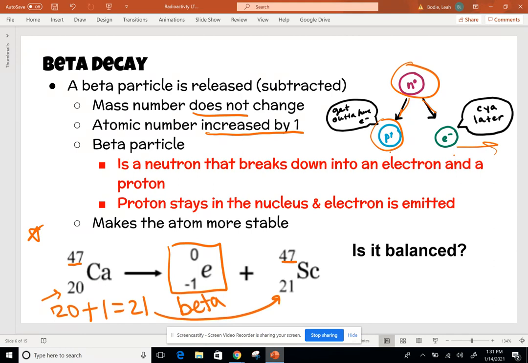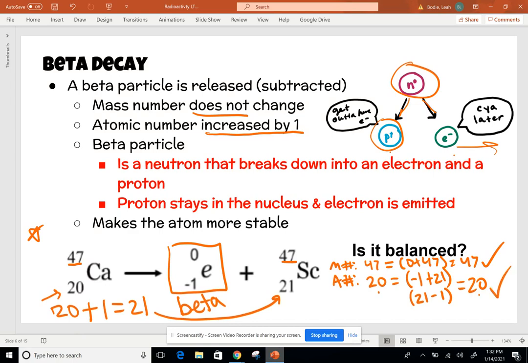And so now we can go ahead, double check, is everything balanced? So we'll start with our mass number. We started with 47. And let's see, does 0 plus 47 equal 47? Yep, that's balanced. All right, so now let's look at our atomic number. Our starting atomic number was 20. And now on the right side of our equation, we have a -1 plus 21. Or you could write that as 21 minus 1. Either way is fine. But that's still going to get us 20. So perfect. That matches. Everything here is balanced.